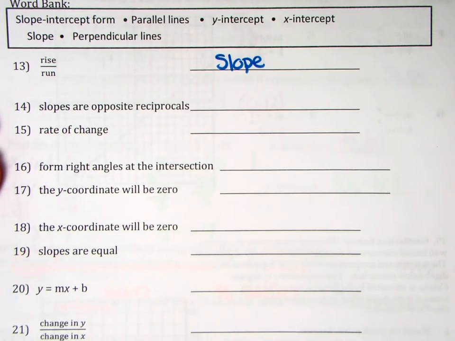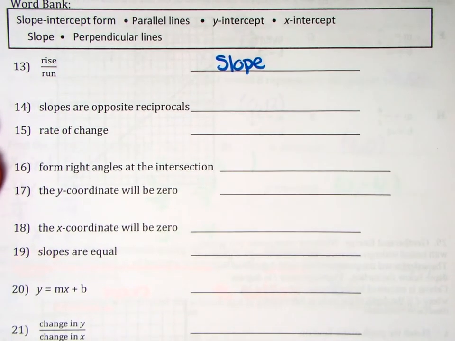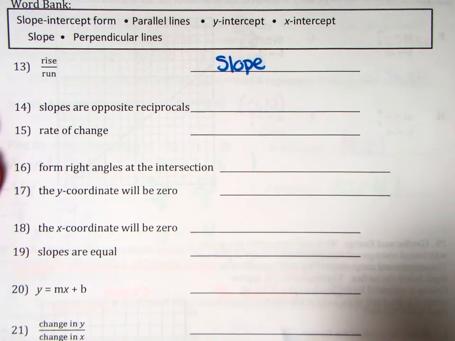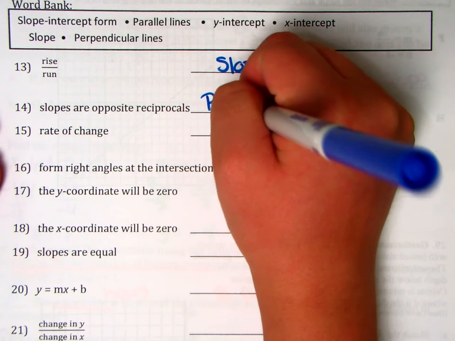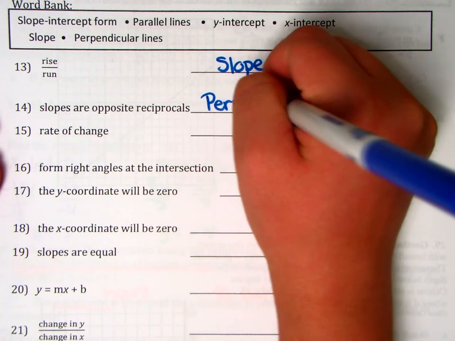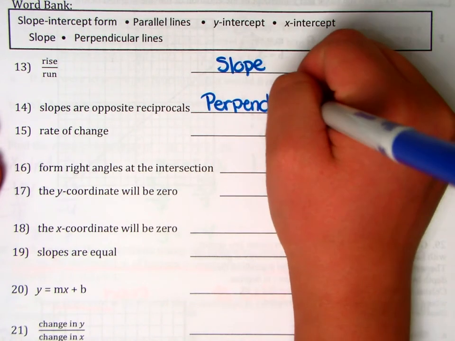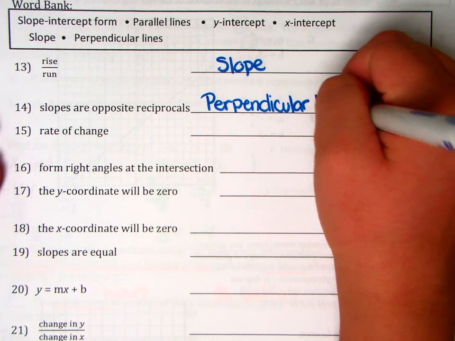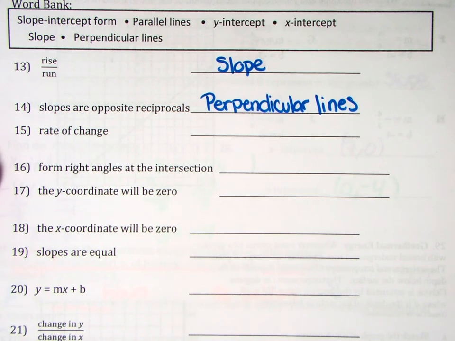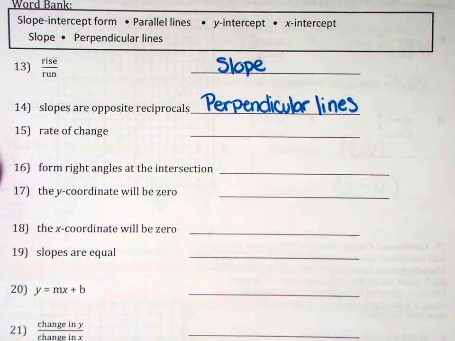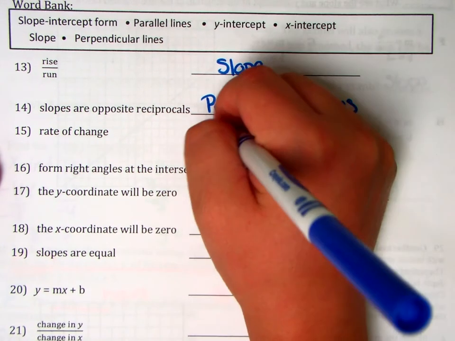Number 14, slopes are the opposite reciprocal. That's the flip and switch. So we're talking about perpendicular lines. I'm not going to cross out the options on top because the directions did tell us we could use some of these words more than once. Rate of change, that's Mr. Slope Guy, how fast something is increasing or decreasing. And that's slope.